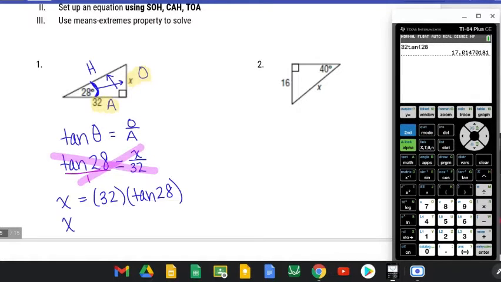Once you're in the correct mode, you should get an answer of 17.0147. And this doesn't say to round, but most of our problems will, so we're just going to round here, I guess, to the nearest tenth.